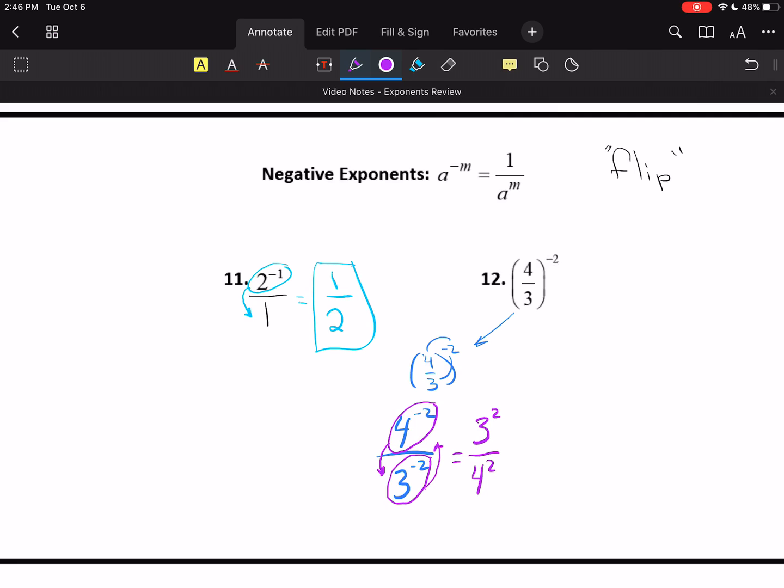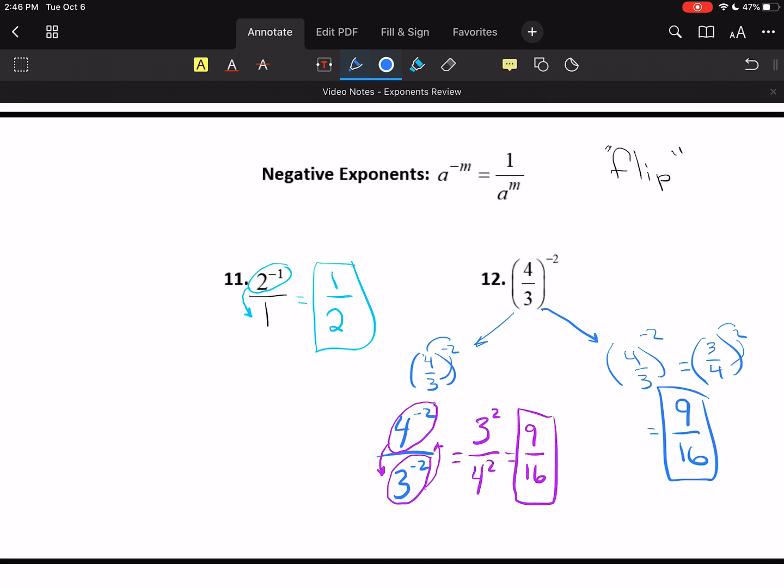Now, the whole point of flipping it to the other side, that gets rid of the negative. So now I can evaluate. 3 squared would be 9, 4 squared would be 16. Okay, so that's one way to do it. The other way to do it is to flip it right off the bat. So instead of 4 over 3 to the negative 2, I'm going to flip my fraction and make it positive. Then I can distribute. Okay, so either way you want to do it, it'll get you the same answer.